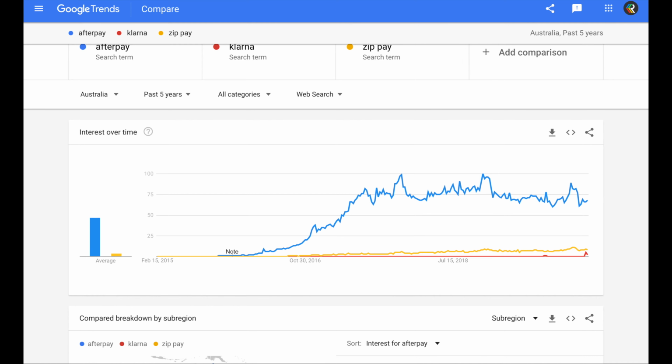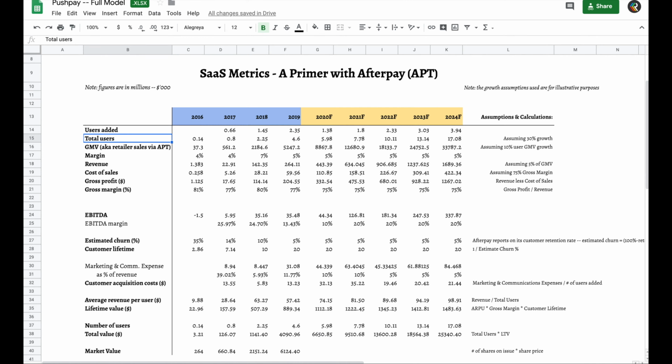Another way is obviously the company disclosing those numbers to you. You might read other analyst reports and see where they get their information, etc., etc., etc.